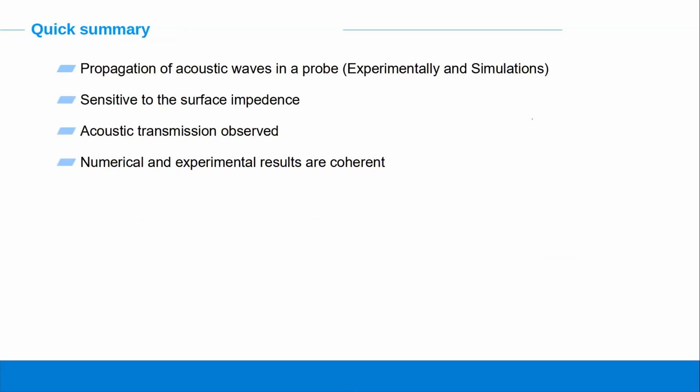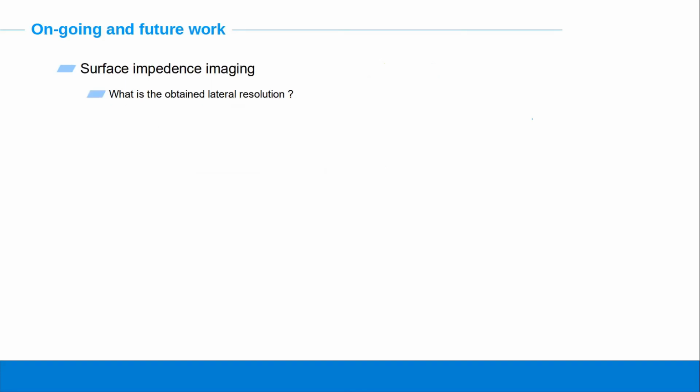And so, to do a quick summary, we have investigated both numerically and experimentally the acoustic propagation within the AFM probe. And we have shown that it's sensitive to the material in contact at the edge of the probe, but also that there is some acoustic transmission observed. And so the question now for the future of this project, which is still ongoing research, is: can we do some surface impedance imaging using this sensitivity?